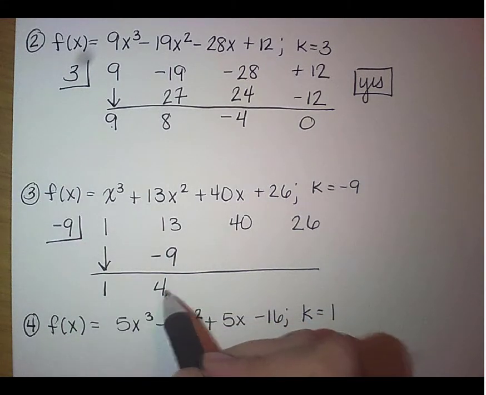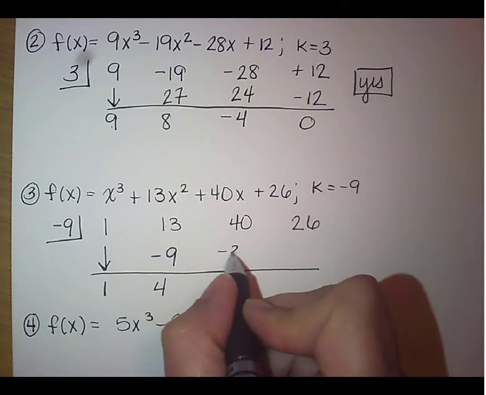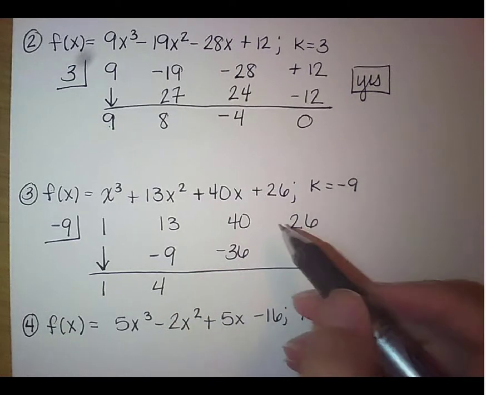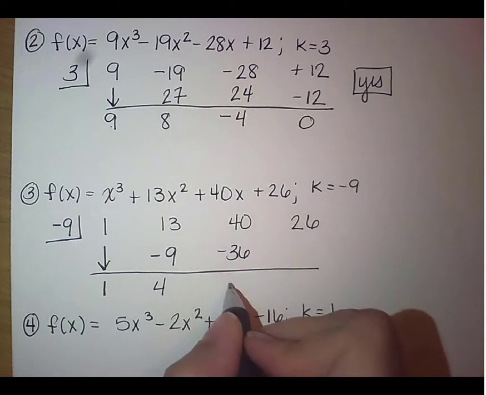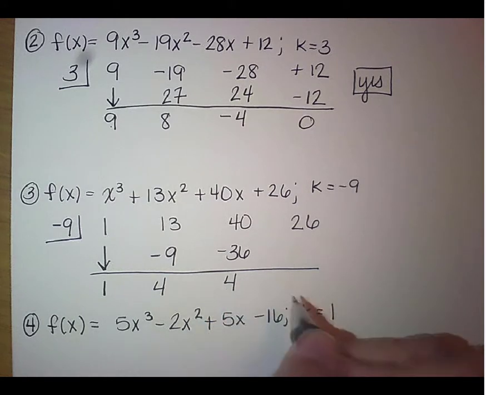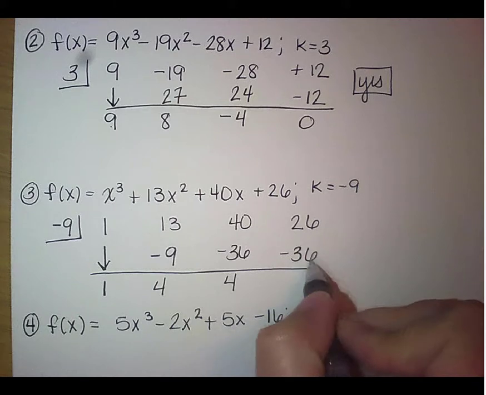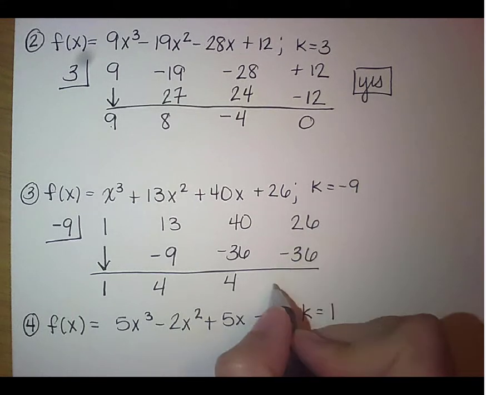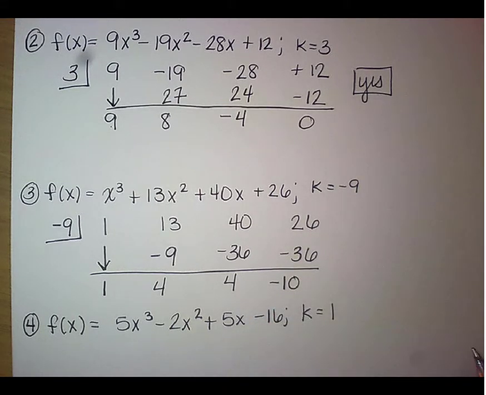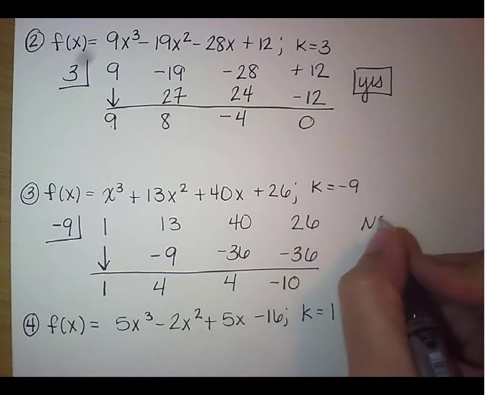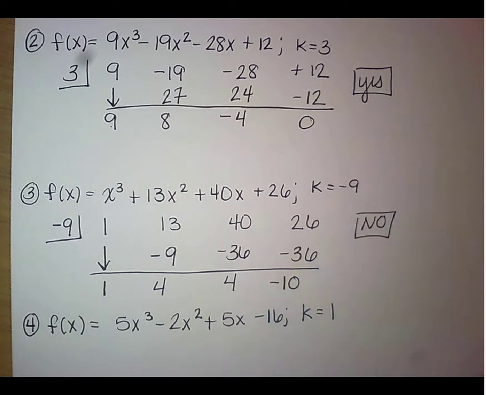Negative 9 times 4 is negative 36. So 40 minus 36 is 4 again. Negative 9 times 4 is negative 36. And 26 minus 36 is negative 10. So our answer here would be no, this is not a 0 for my polynomial, because my last number, or my remainder, is a negative 10, not 0. So that's what we're worried about.